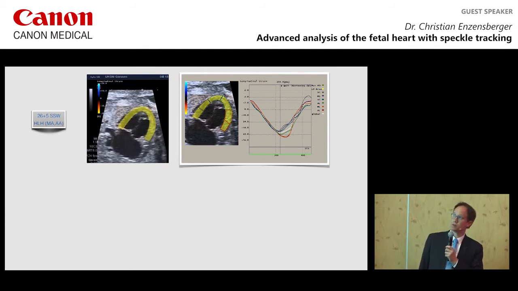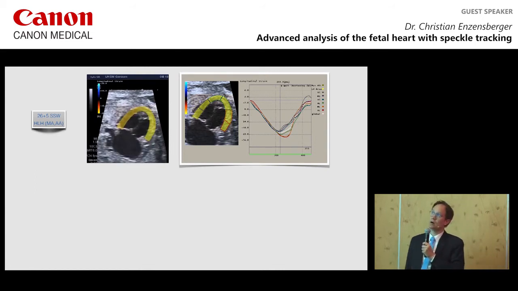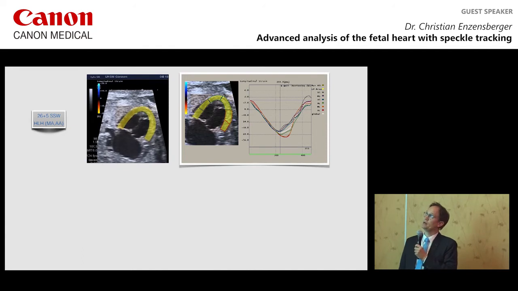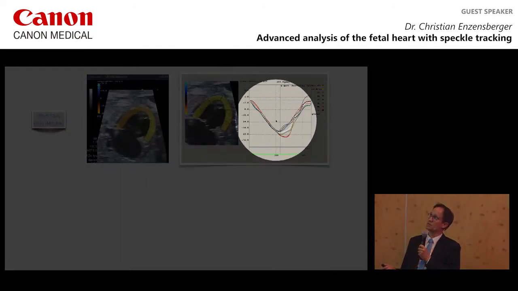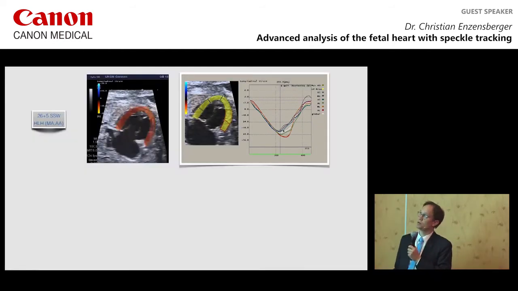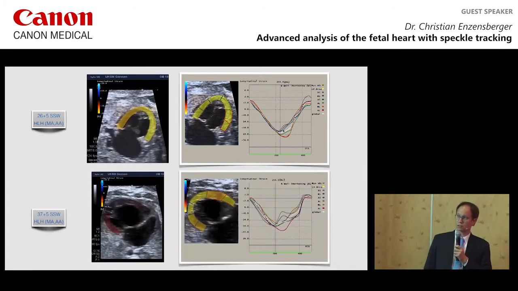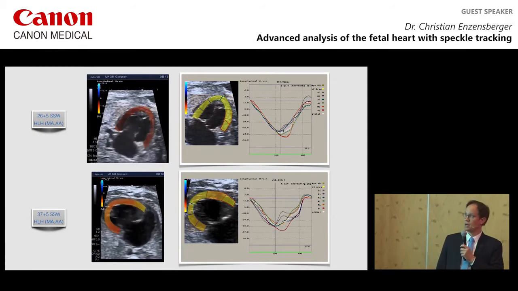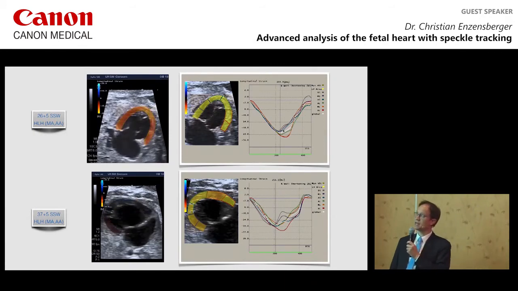27 weeks with a classical hypoplastic left heart, mitral atresia, aortic atresia. Here, interestingly, the global longitudinal strain, the white graph, has a normal value, like the one here at 38 weeks, also a classical one: minus 18%.